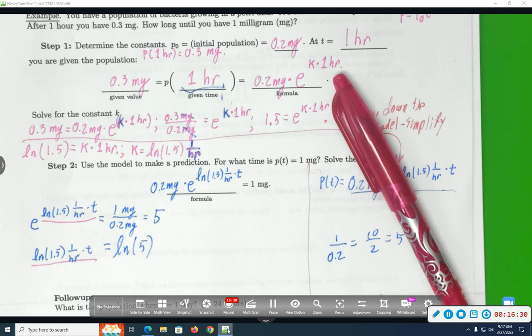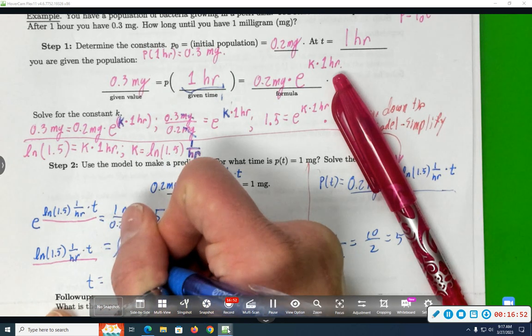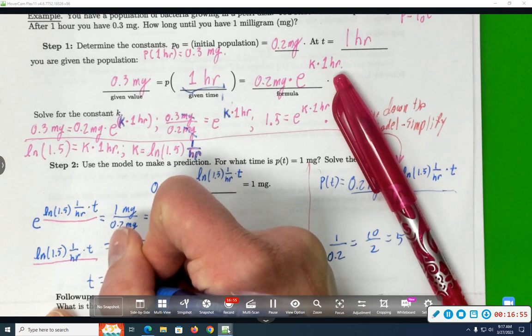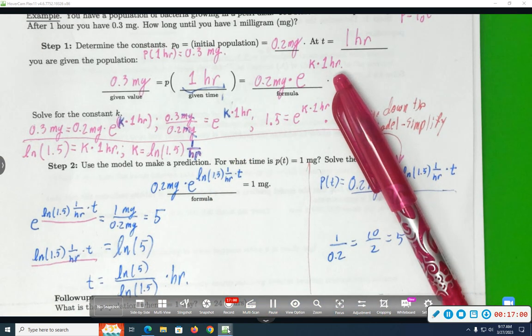So now it looks like I see some stuff multiplied together and then all that multiplied by t. So I could just undo that by dividing. I should divide the ln 1.5 to the other side and multiply the hours to the other side. Fair enough. All right, so t equals ln of 5 divided by ln 1.5 hours. Feel pretty okay? Nice.